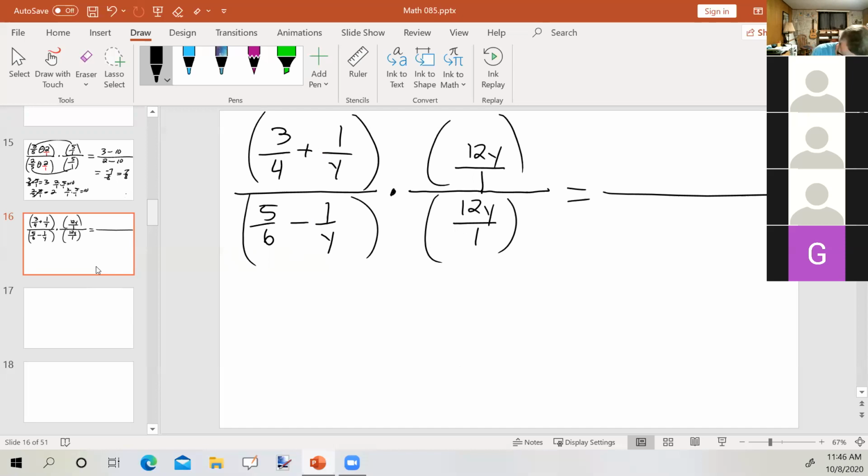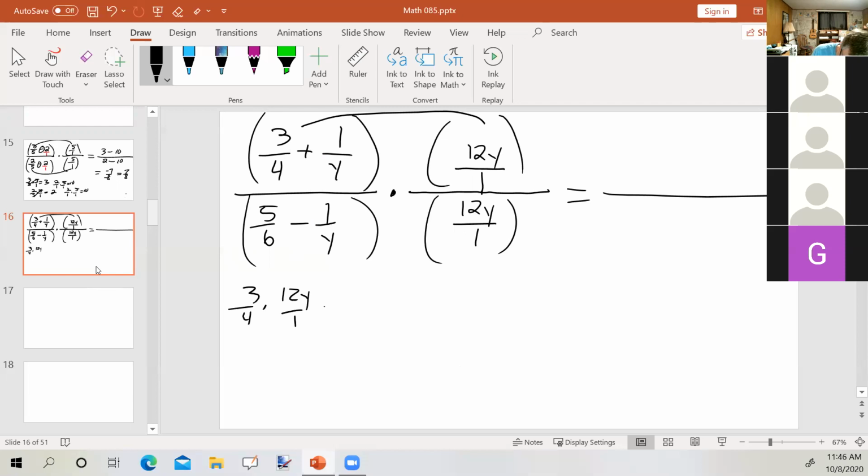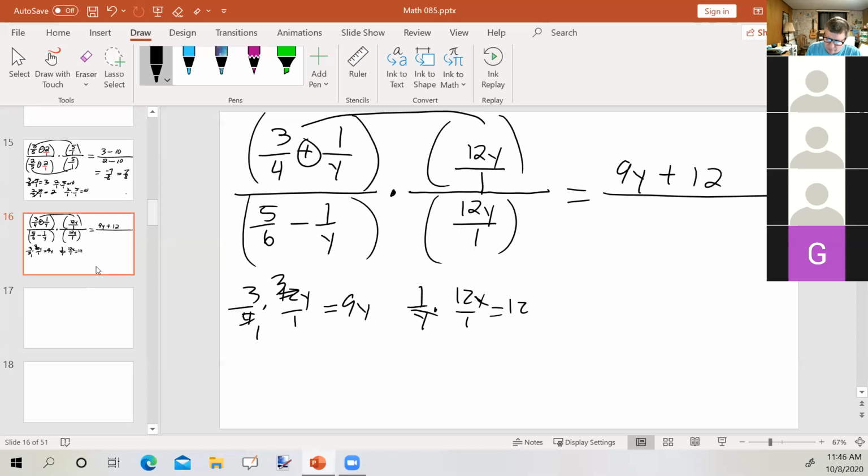All right, here we go. 3/4 times 12y over 1. 12 over 4 is 3 over 1, so we get 9y plus 1 over y times 12y over 1. The y is reduced down and we get 12. In the denominator, 5/6 times 12y over 1.